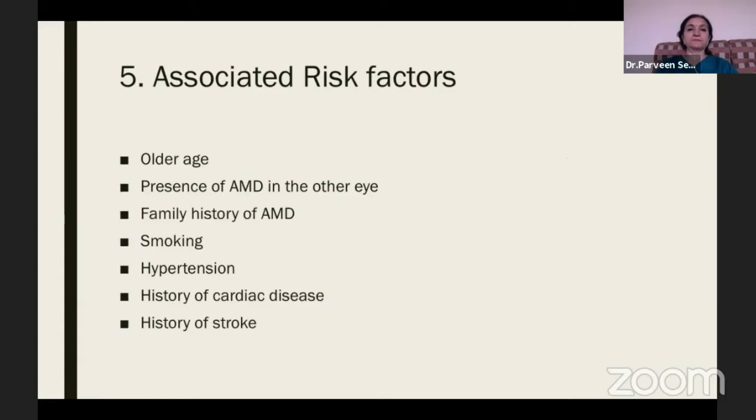Associated risk factors, especially smoking, which you have to encourage the patient to stop, and history of cardiac disease or stroke, matter, because a minimal increase in risk of stroke and cardiac disease is seen in patients who are taking anti-VEGF for a long time. But this should not warrant against the treatment. You can rather be in consultation with the cardiologist before you initiate any therapy.